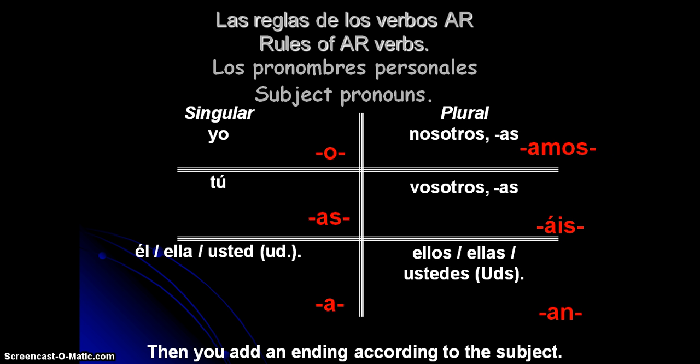Now look at that. Nosotros is amos. Vosotros is áis, and notice the accent is on the áis. The last one, ellos, ellas, ustedes, is an. If you have a catchy tune in your head, it goes o, as, a, amos, áis, an. O, as, a, amos, áis, an. So those are my endings, and you add them to that stem.